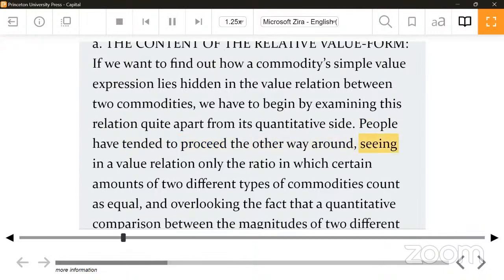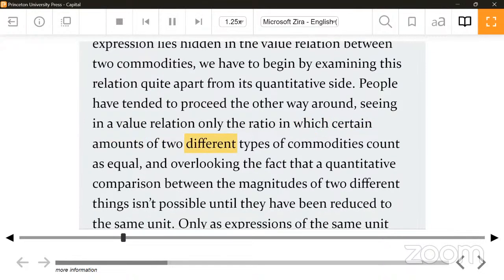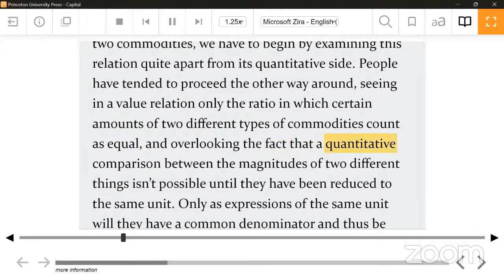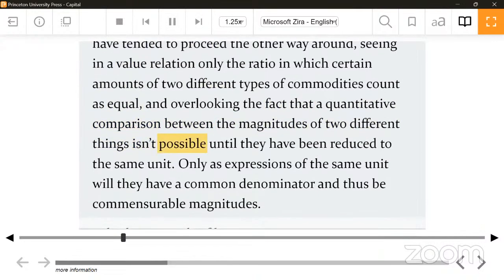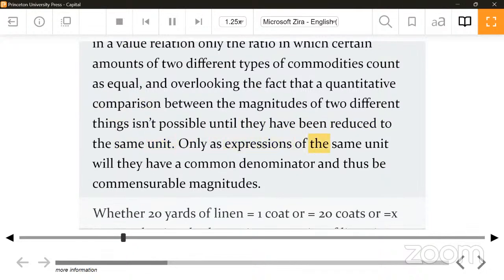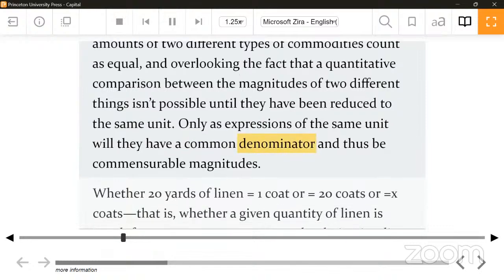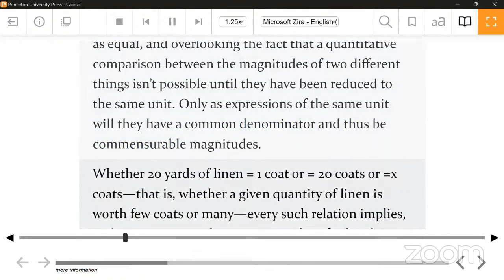People have tended to proceed the other way around, seeing in a value relation only the ratio in which certain amounts of two different types of commodities count as equal, and overlooking the fact that a quantitative comparison between the magnitudes of two different things isn't possible until they have been reduced to the same unit. Only as expressions of the same unit will they have a common denominator and thus be commensurable magnitudes.